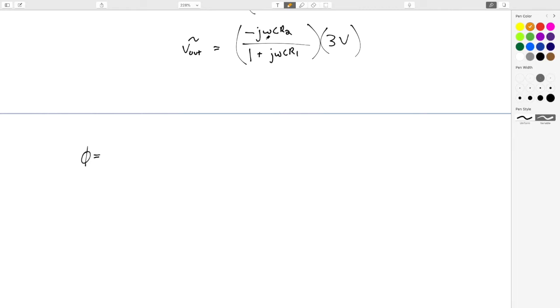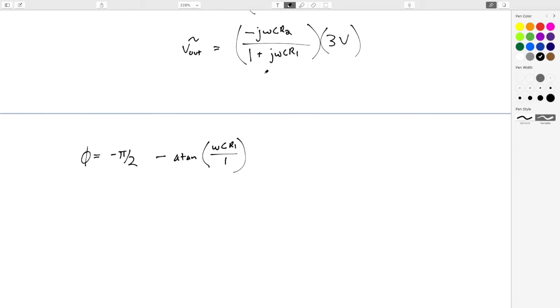The top right here is going to have a phase of negative pi over 2 all the time, right? It's a purely imaginary thing. So this is always going to be negative pi over 2. And then what's the bottom phase going to be? That's going to be minus whatever this ends up working out to be, which is a tan of omega CR1 over 1.